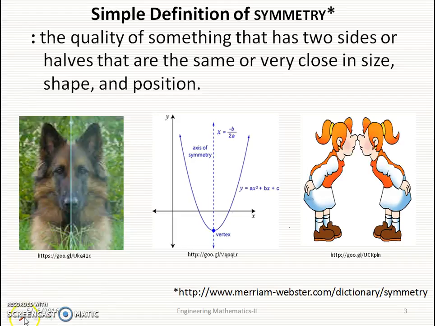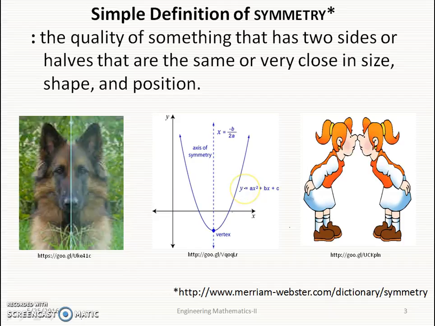In the first example, we can see the image of the face of a dog. About this line, on the left hand side of this face, the shape and size of this face is the same as the right hand side. Therefore, this whole face, this whole body of the dog, is symmetrical about this vertical line.